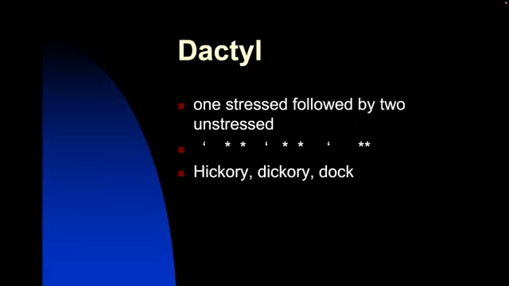The next type of scansion you have is the dactyl, and that would be the opposite of the anapestic, the one stressed followed by two unstressed. Hickory dickory dock.